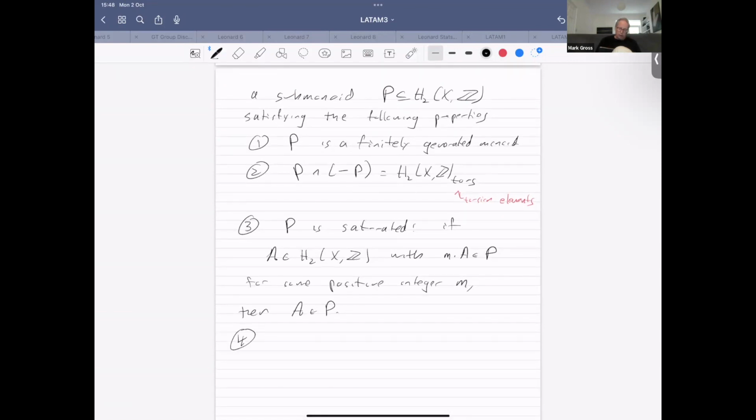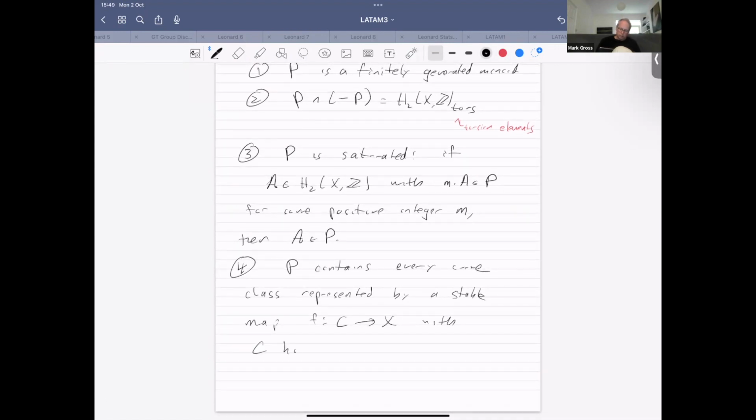And finally, the last condition is that P contains every curve class represented by a stable map f from C to X with C genus 0. All the curve classes are actually represented essentially by rational curves.